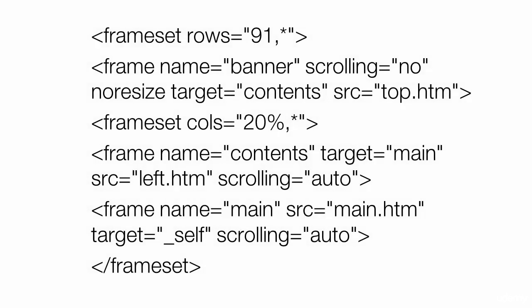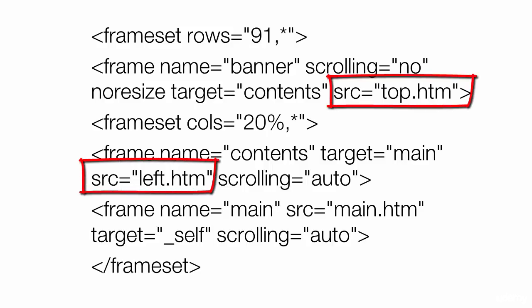This code tells the browser to create 2 rows, the first of which is 91 pixels high, and the lower one takes up all the room that's left in the browser window below the first row. And within the second row, 2 columns are created, the first of which is 20% of the browser size. The code also tells the browser which documents to place into each frame: top.htm in the top bar, left.htm in the left column, and main.htm in the largest area.